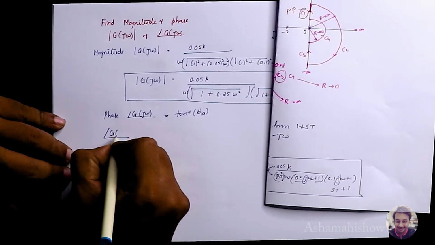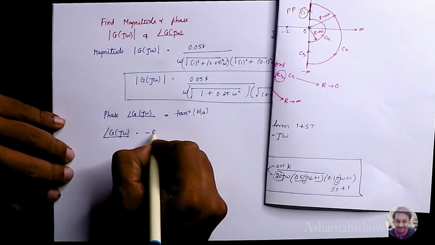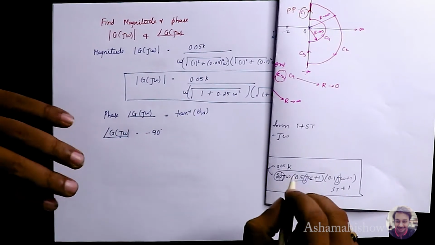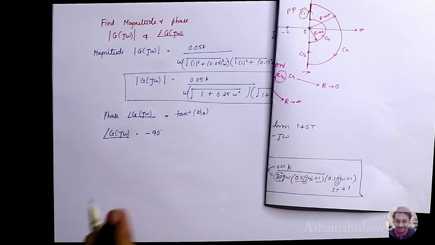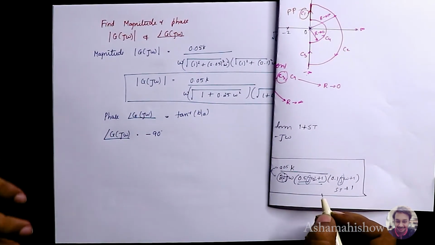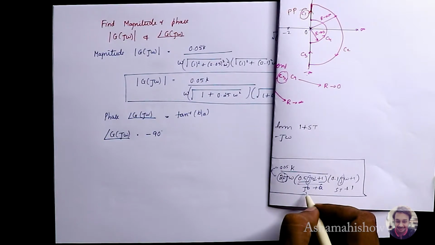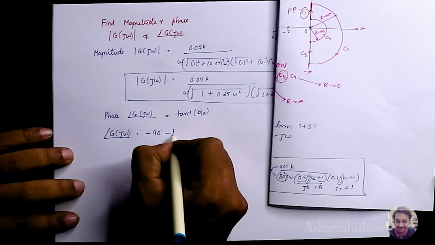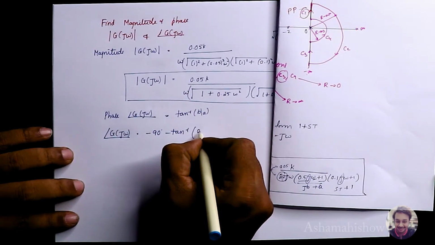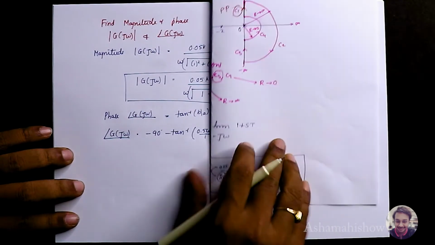So angle of G of j omega is equal to, first we have j omega, so that becomes minus 90 degrees. If we had j square, it becomes minus 180. It's simple j omega, so we have minus 90, and for this it's minus tan inverse b by a. What is b by a? It is of the form a plus jb. So a is 1, and b is 0.5 omega. You only take out j, don't eliminate omega. It's really dangerous. So this becomes minus tan inverse 0.5 omega by 1. For this term, again use the a plus jb formula.